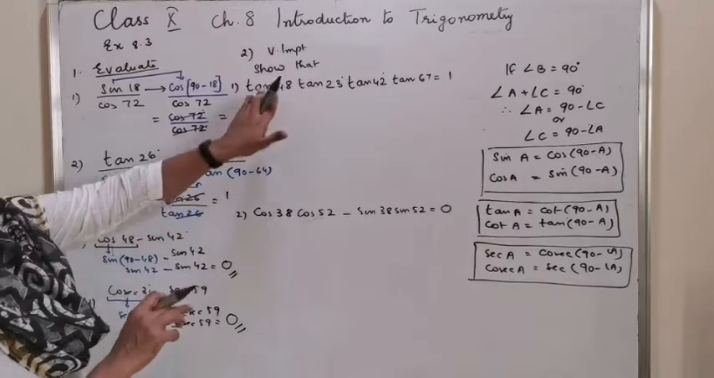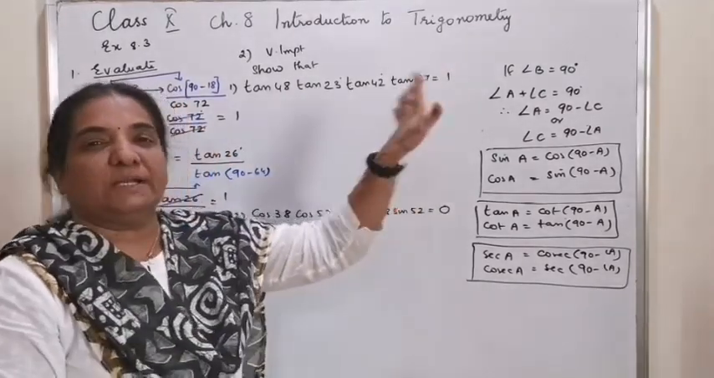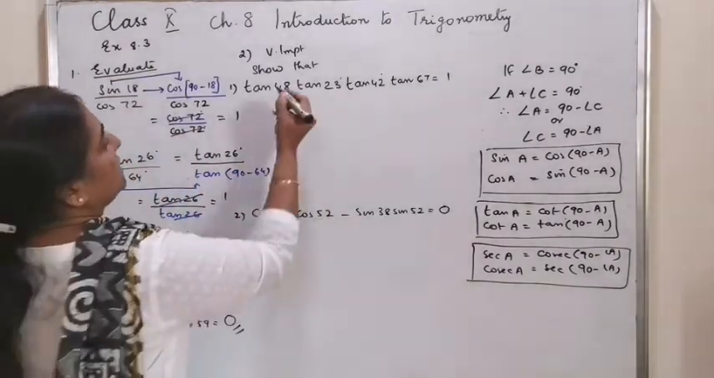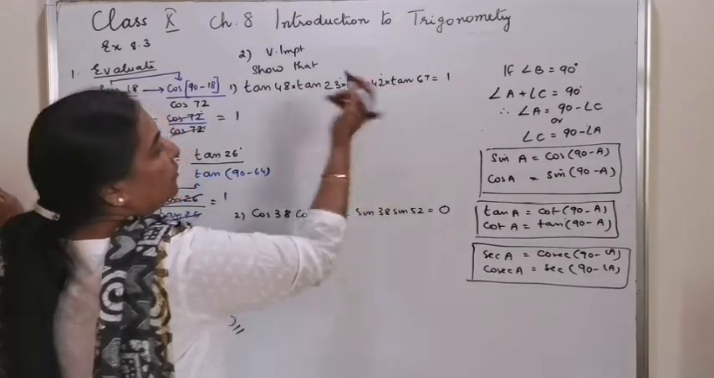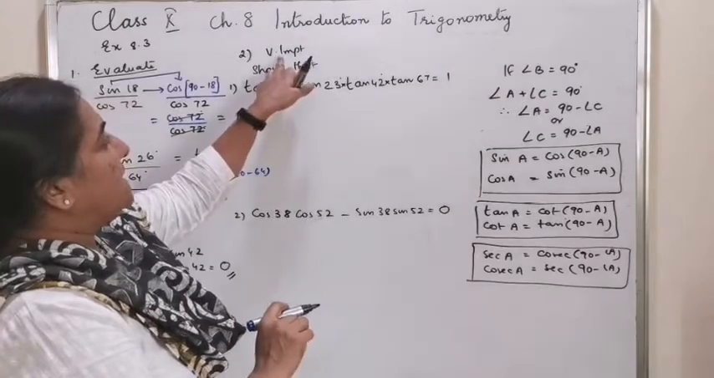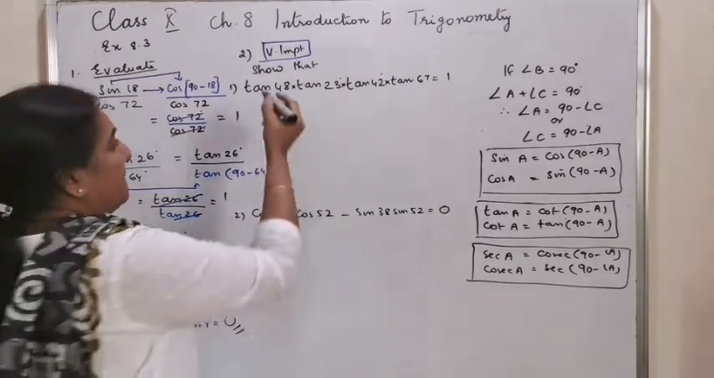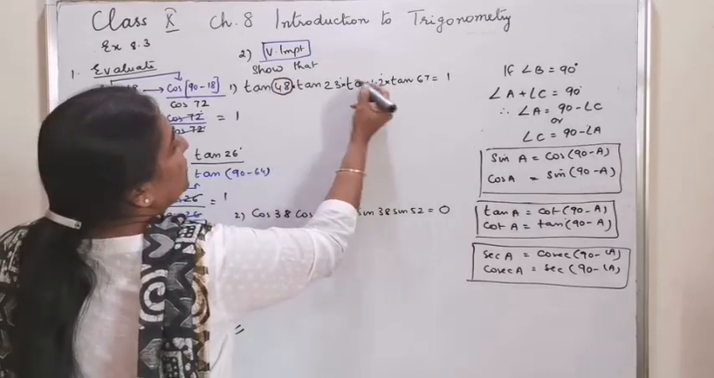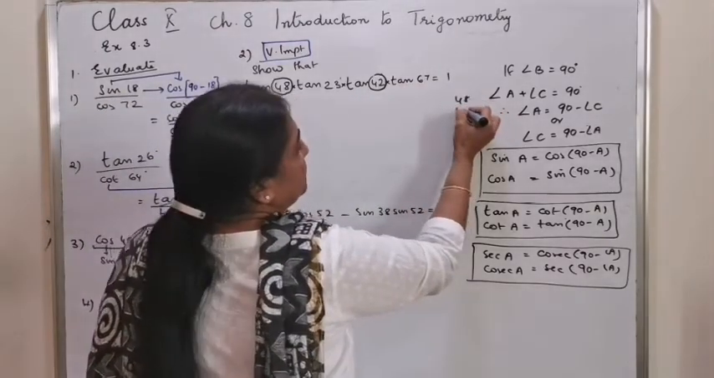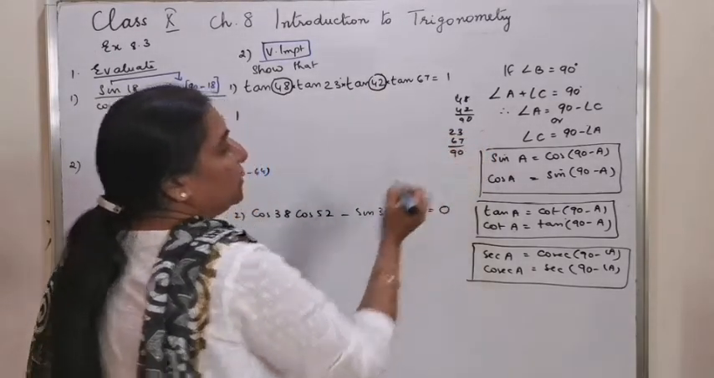And now the question: show that tan 48, tan 23, tan 42, tan 67 is equal to 1. The invisible sign is multiplication. That is, show that tan 48 into tan 23 into tan 42 into tan 67 is equal to 1. The first step in this particular question, a very important question, is to bring together the ratios whose total is 90 degrees. That is, 48 plus 42 is giving you 90. At the same time, 23 and 67 give you a total of 90.